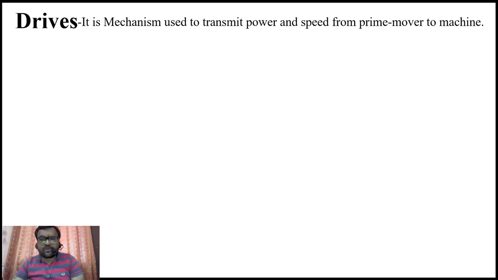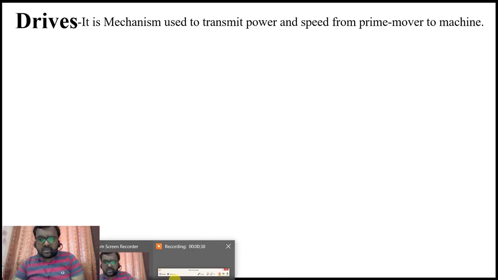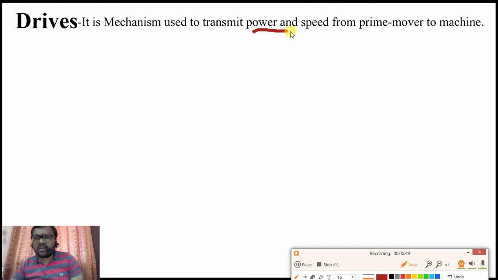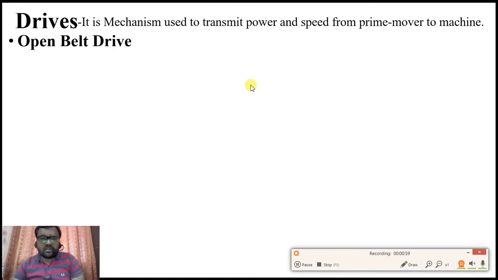So what do you mean by drive? So drive, it is a device or it is a mechanism which is used to transmit a power from prime mover to a machine, to transmit the power and speed from prime mover to a machine. So we'll see what are different drives are there. So here first is a open belt drive.